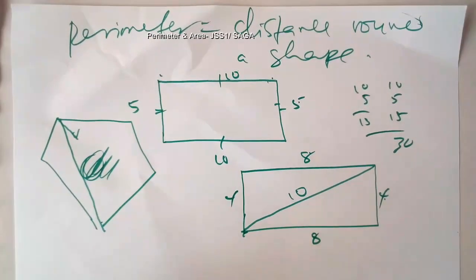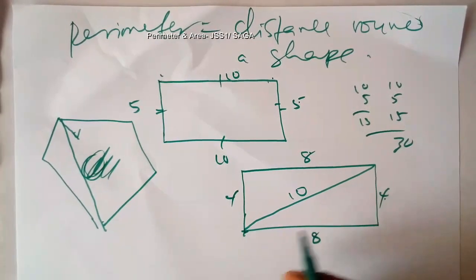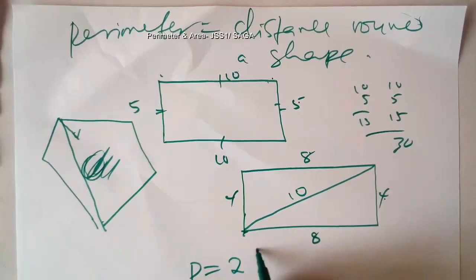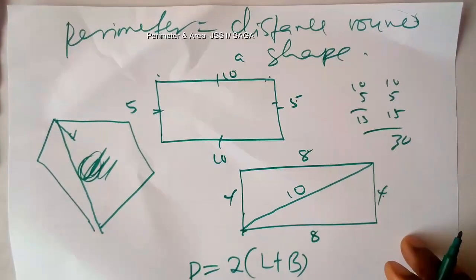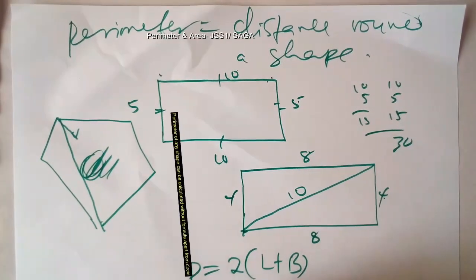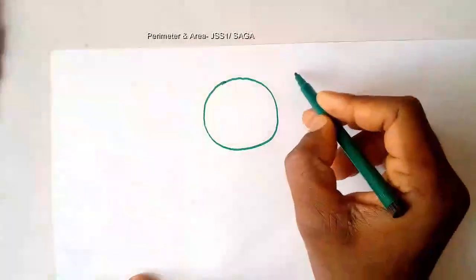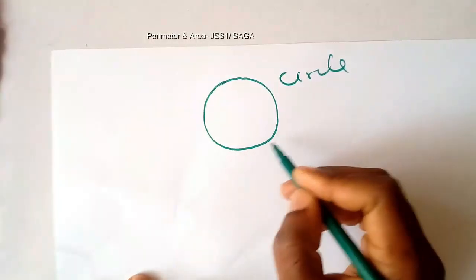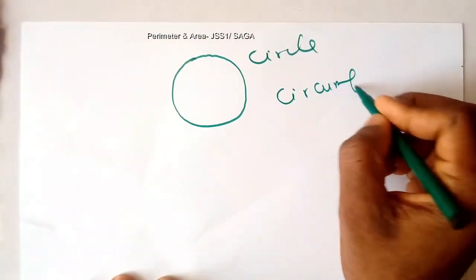Remember, we can use a formula to find the perimeter of a rectangle. The perimeter of a rectangle is 2 into L plus B. That's the formula for perimeter. But what I'm trying to point out is that we don't really need a formula to solve perimeter. We can find the perimeter from the sides, except for a circle. The perimeter of a circle has a special name, which is called circumference.